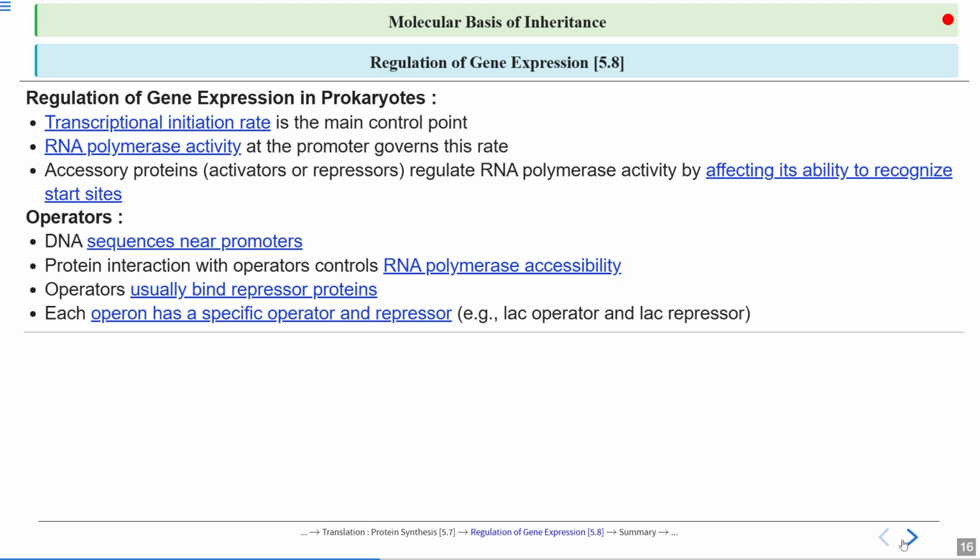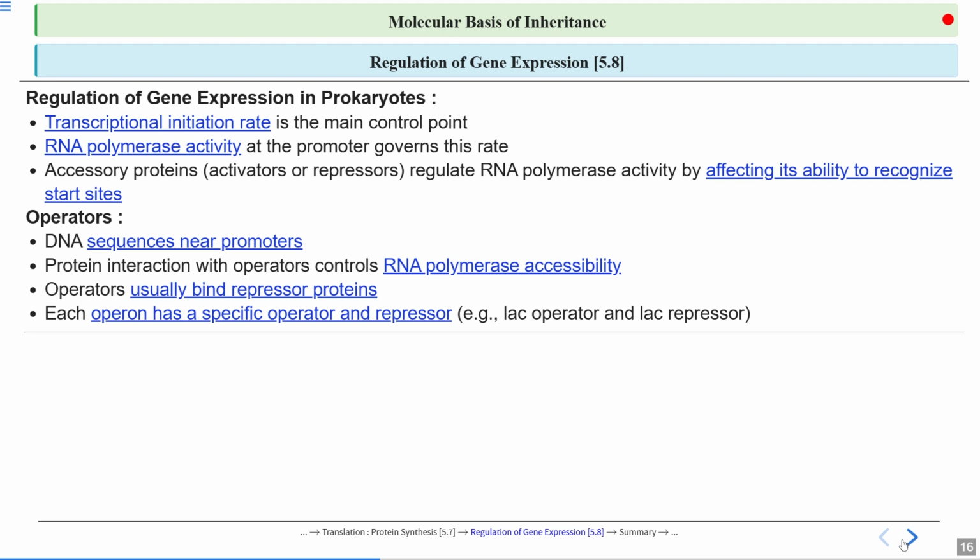Because we are here saying that operators are the DNA sequences which are near the promoter, and if these operators interact with proteins, it can control the accessibility of RNA polymerase. And what does the operator actually do? It usually binds to repressor protein. I know it sounds quite confusing here, like what is operator, what is repressor, what is operon, what is promoter. Every word comes together, but believe me, from the next slide, when we talk about lac operon and all those things, you guys can understand it much clearer.